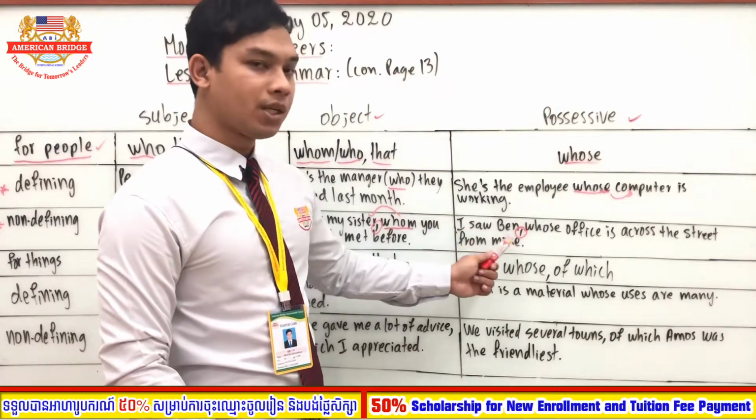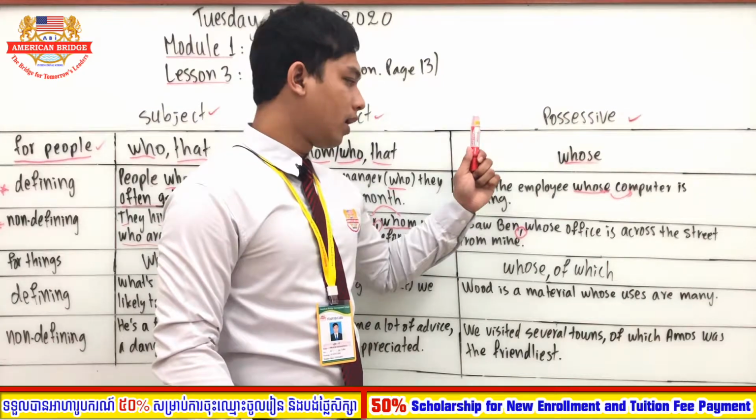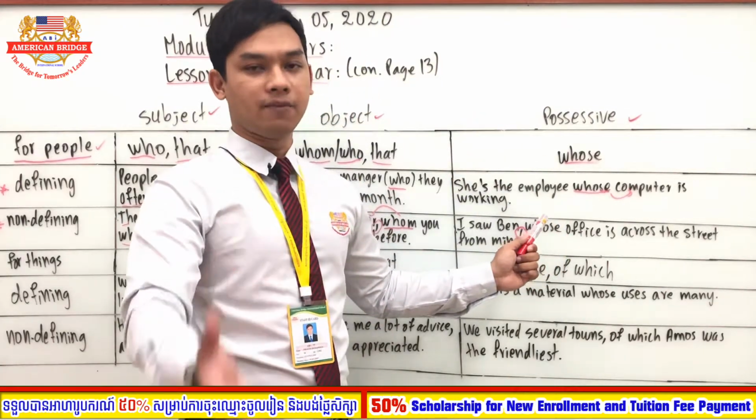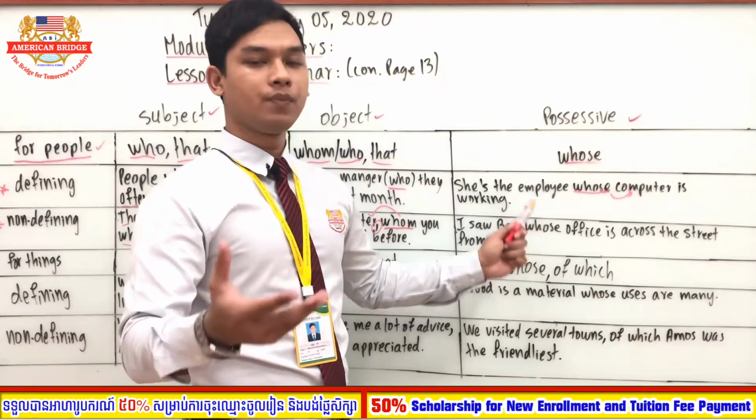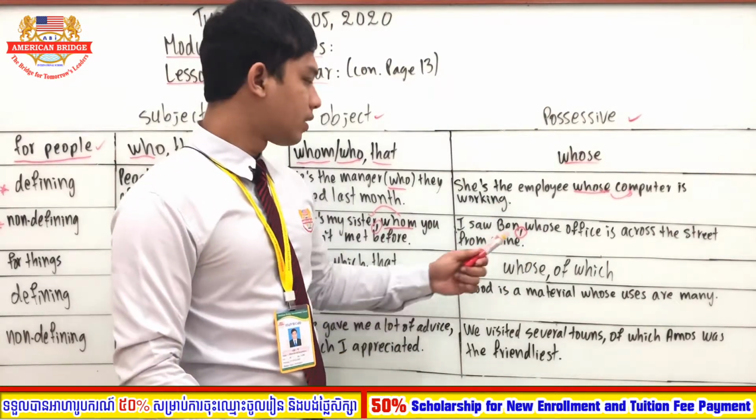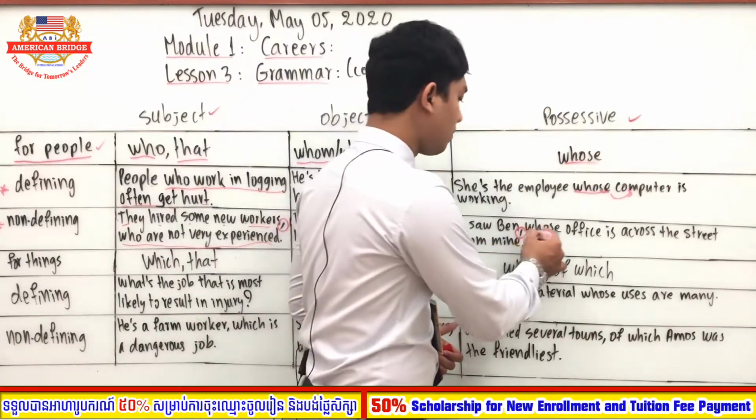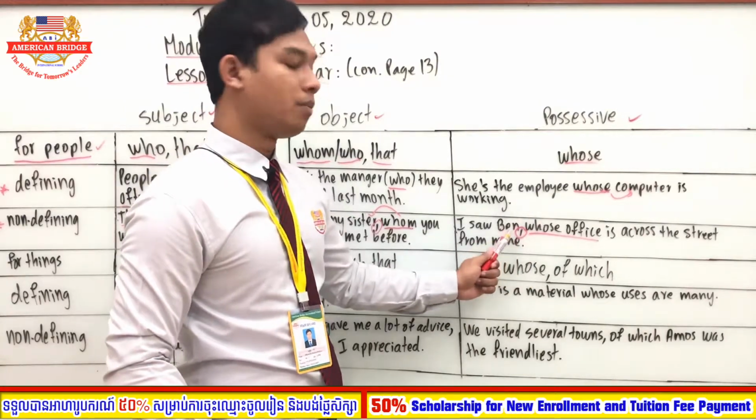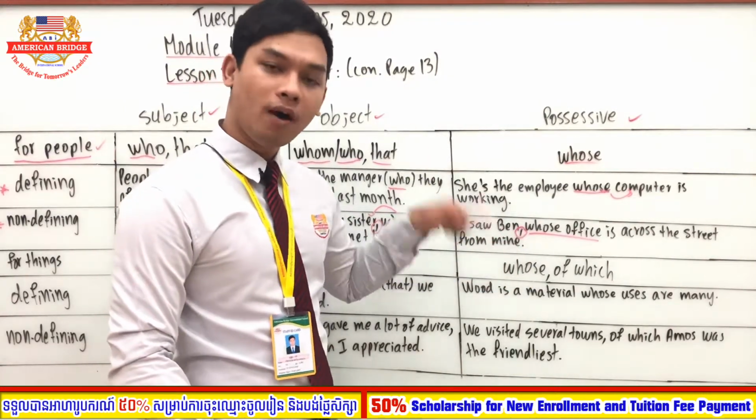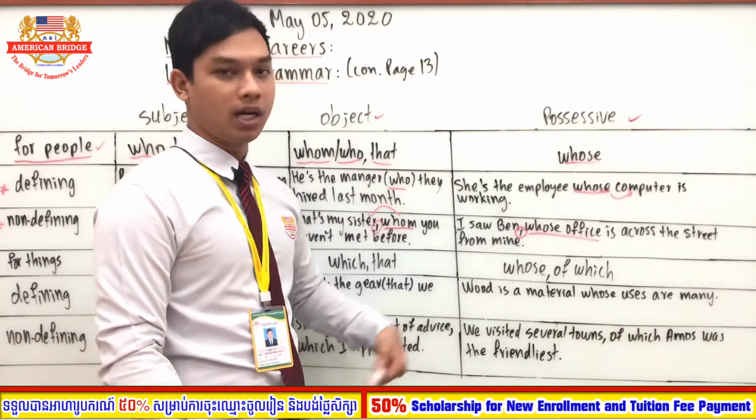So as I told you, the non-defining relative clause just gives more information to the sentence. It's set off by a comma, right? And we say "whose office." It means it modifies the band. Whose office? The band's office, right? Good. It's across the street from mine.